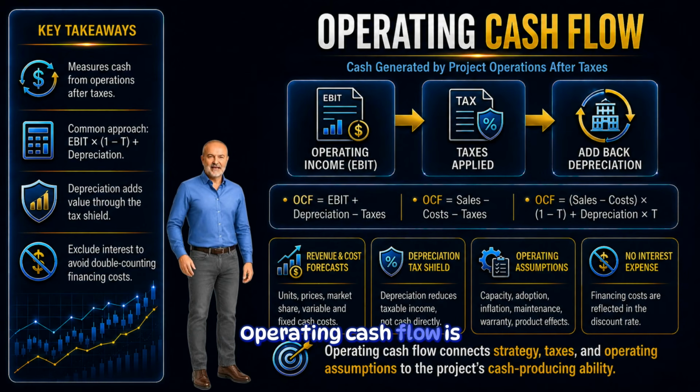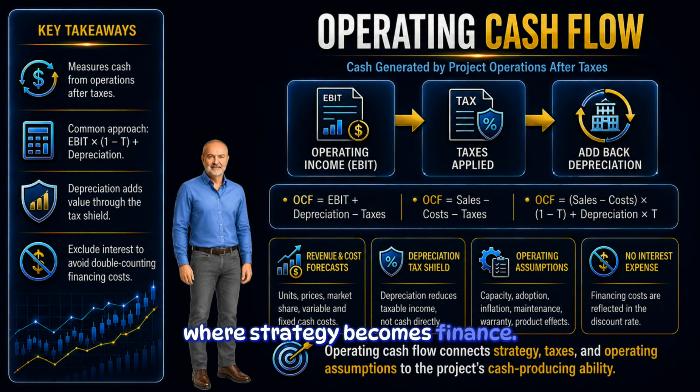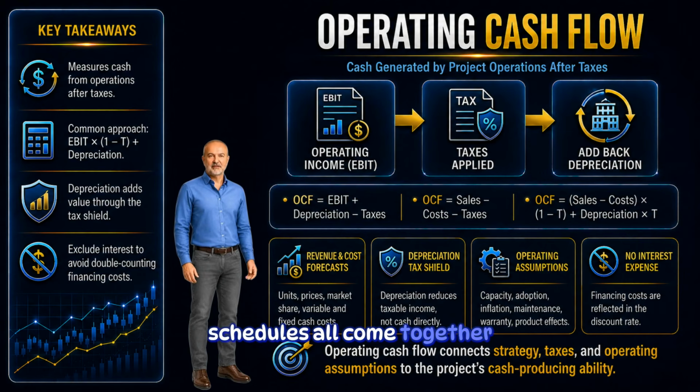Operating cash flow is where strategy becomes finance. Sales forecasts, cost structures, tax rules, and depreciation schedules all come together to estimate the cash the project can produce from operations.